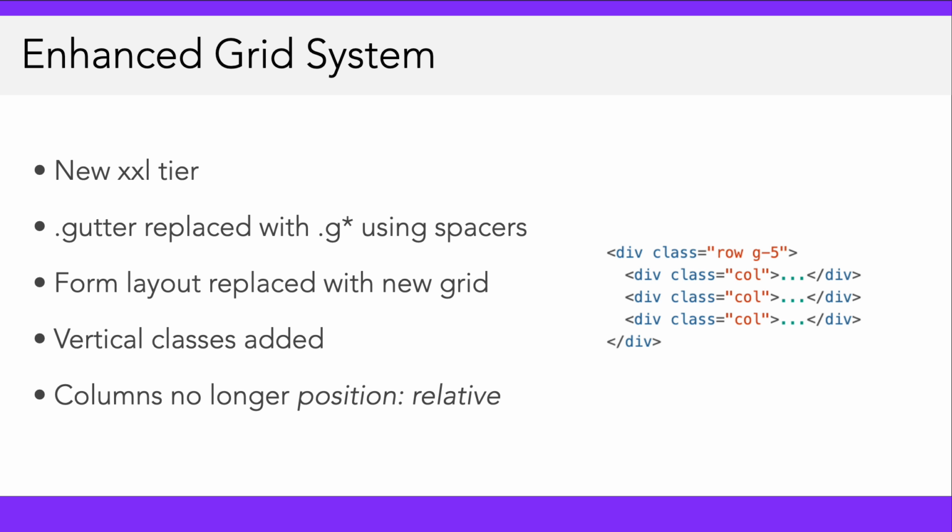So version 5 also has an enhanced grid system. They kept the bulk of the system in place because there were some issues in the version 3 to 4 upgrade, and they built on the existing grid system instead of replacing it.